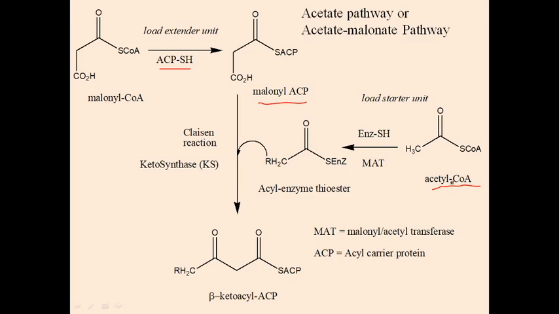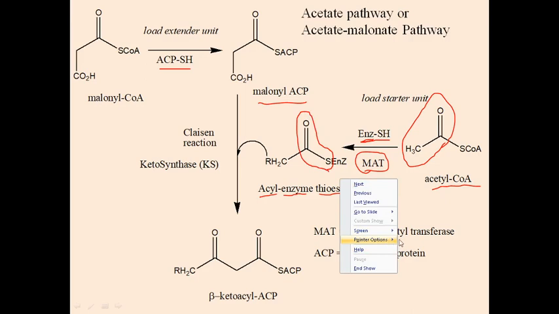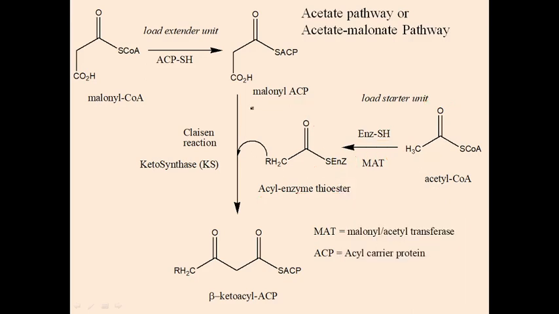It must first bind to an enzyme. You can see here this acetyl coenzyme A will first bind to the enzyme. You can call it thioenzyme, and the supporting enzyme for this binding is malonyl acetyl transferase. This will help in binding of this enzyme with this acyl group. Okay, this is an acyl group, and the acyl group is bound to the enzyme via a thioester bond. You can see here S, C double bond O. This is a thioester bond, and only then will the reaction carry out.